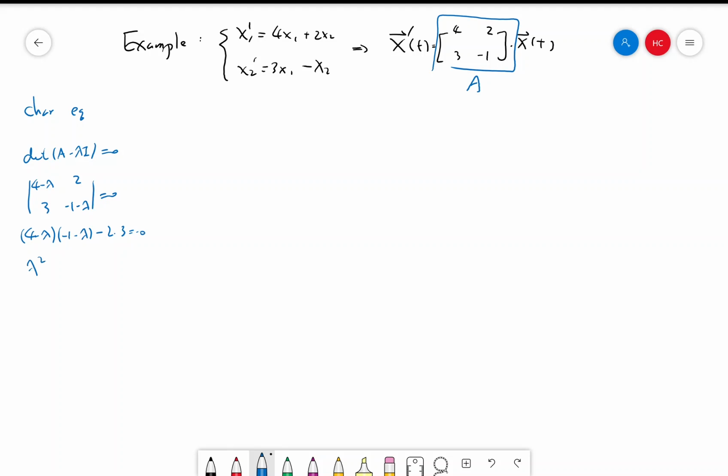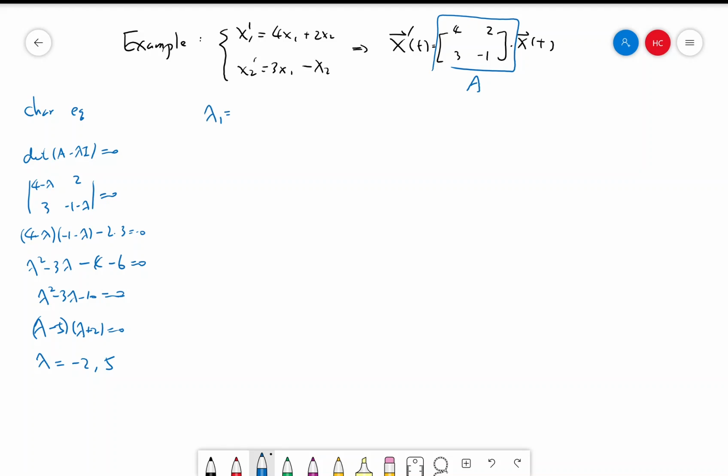So lambda squared minus 3 lambda minus 4 minus 6 equals 0. Lambda squared minus 3 lambda minus 10 equals 0. So (lambda minus 5)(lambda plus 2) equals 0, and lambda is negative 2 and 5. So there are two eigenvalues. After solving that, we need to solve for eigenvectors.